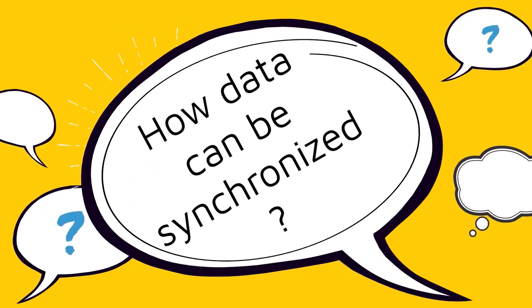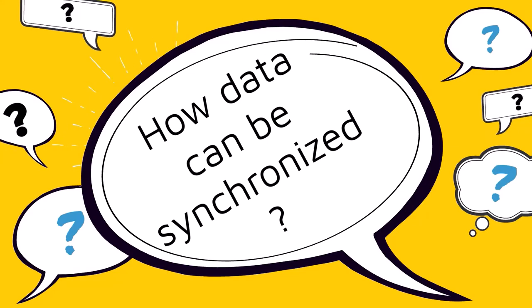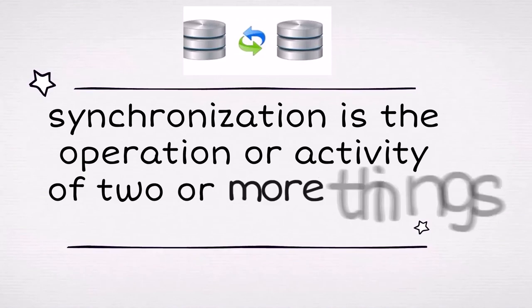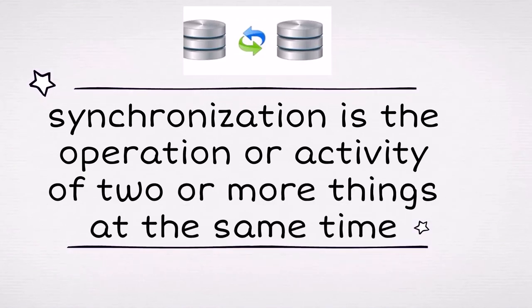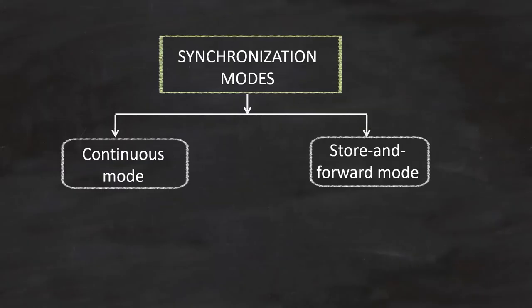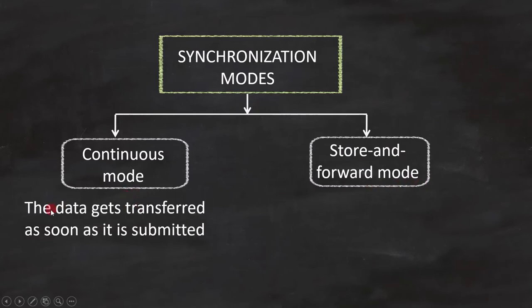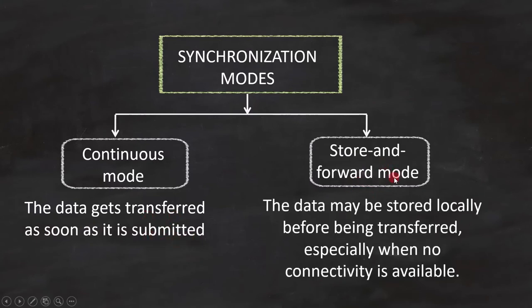After the connection is established, we should know how data can be synchronized. Here, synchronization is the operation or activity of two or more things at the same time. In this syllabus, we have two modes of synchronization, continuous mode and store and forward mode. In continuous mode, the data gets transferred as soon as it is submitted. And in store and forward mode, the data may be stored locally before being transferred, especially when no connectivity is available. Now let's see the data transfer approaches.